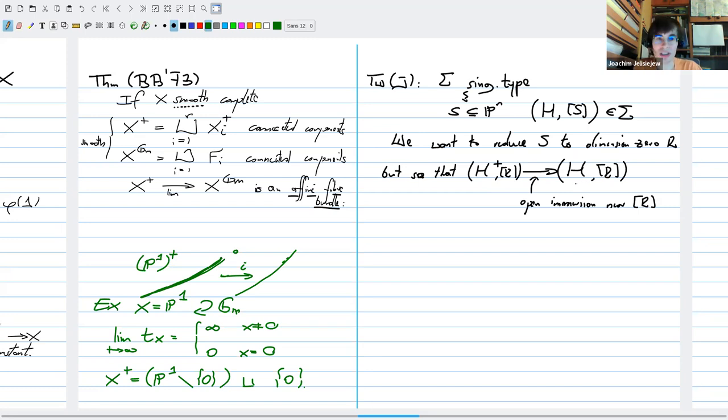So we need two conditions, and none of them is really explicit so far. I mean, this S, we don't have any control over it. And also we don't yet know how to show that something is an open immersion near R. So we have two problems, I guess. And okay, so the second problem can be resolved.